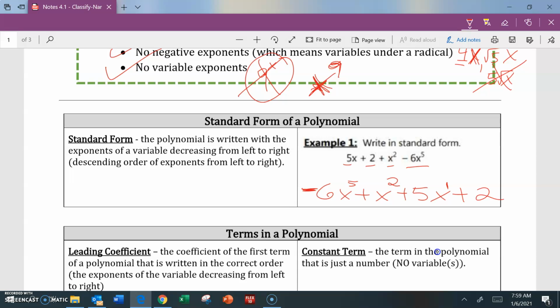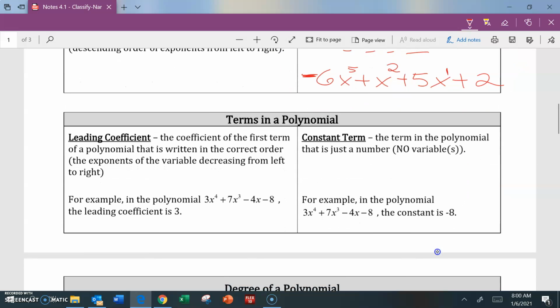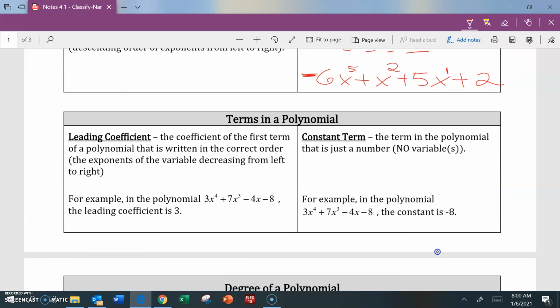So you always want to order it from high to low, okay? I've already used a lot of this terminology up above, but you can read what the leading coefficient and the constant are. For example, in this polynomial right here, it has 4 terms. This right here is called your leading coefficient. Because x to the 4th is the highest exponent, that puts that term in the lead, and then 3 is called your leading coefficient.